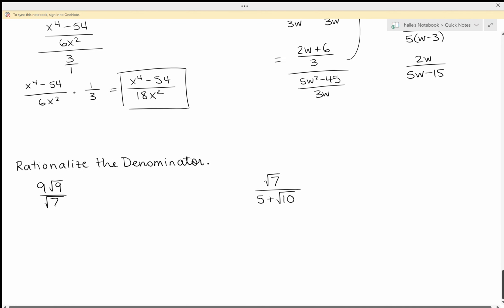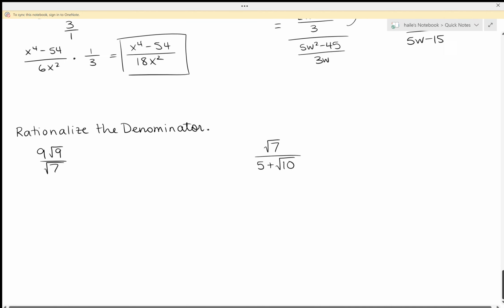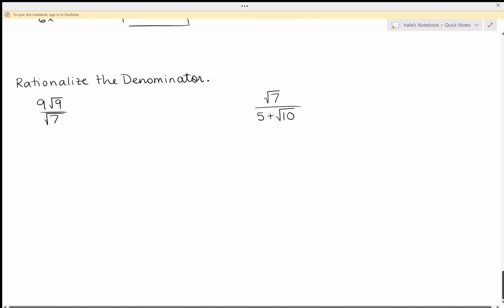All right, for our last couple of examples in this video, we're just going to practice rationalizing the denominator, and these are numbers 24 and 26 from the worksheet that we did in class. So this is 24. This is 26. So I'm just going to run through these really quick.